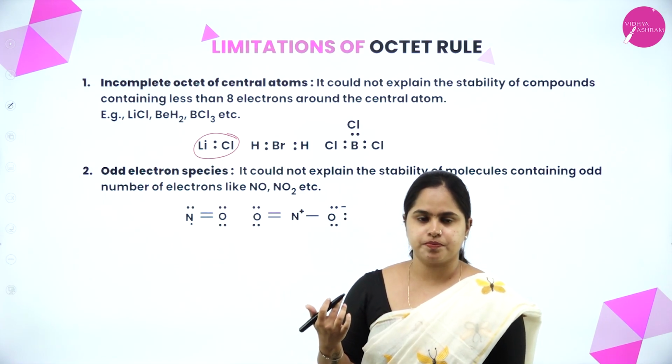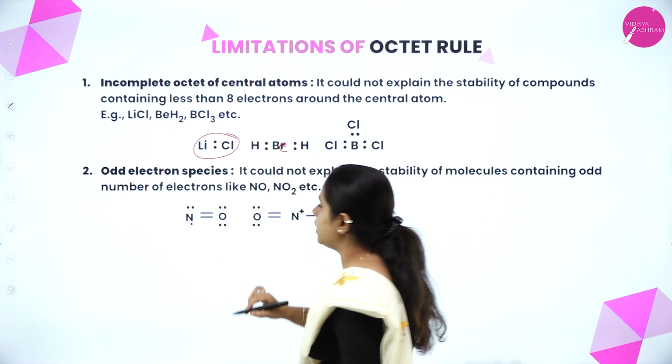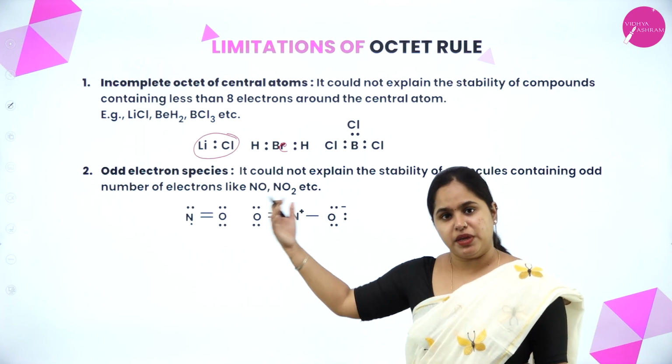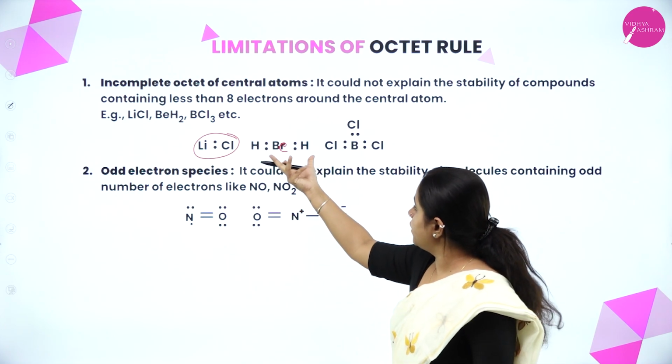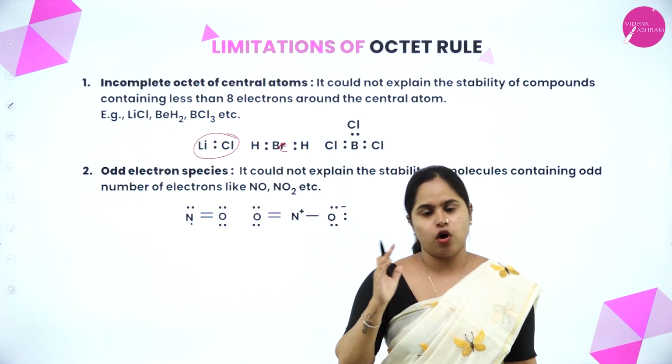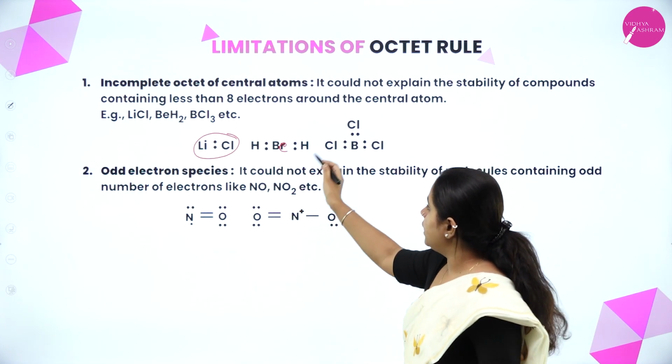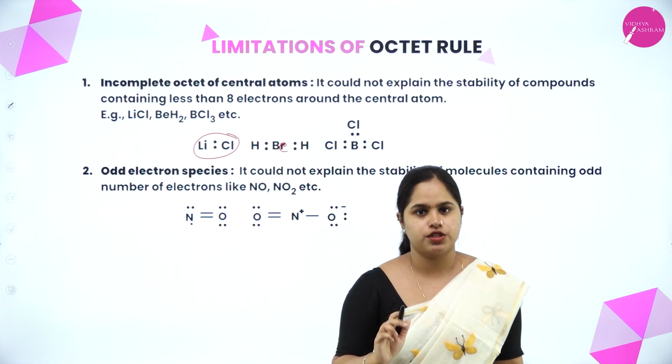That is one example. Now moving on to the next one, that is beryllium hydride. For BeH2, we know that hydrogen requires a duplet. So hydrogen will be able to attain its duplet, not octet, but beryllium will only have 4 electrons, not 8.